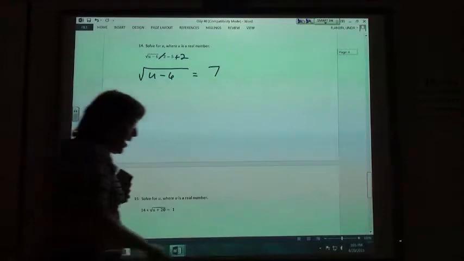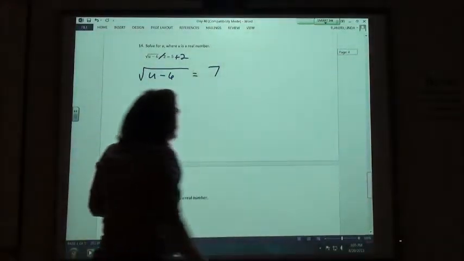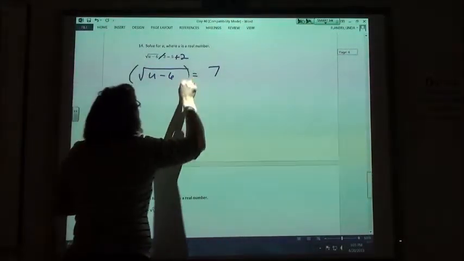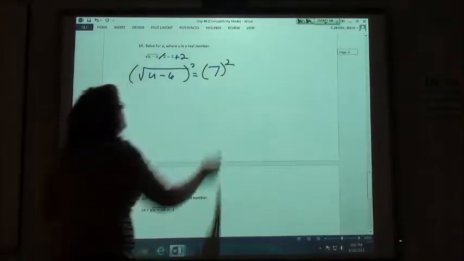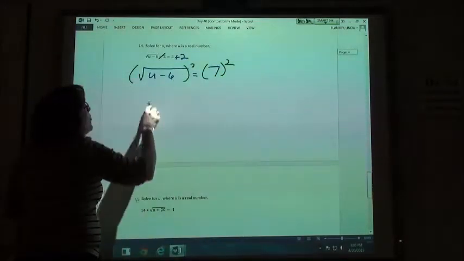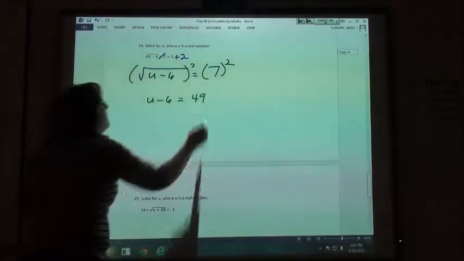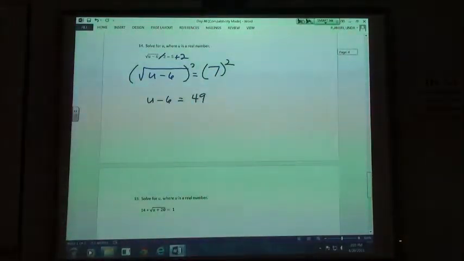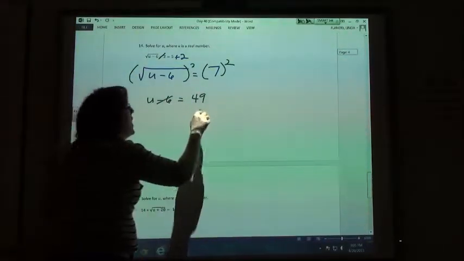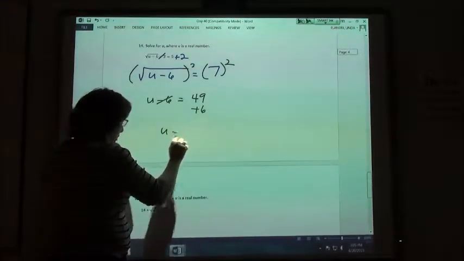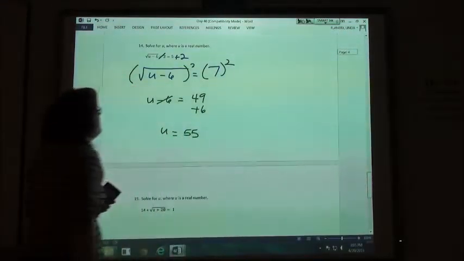Now that I have my radical by itself, now I can go ahead and square both sides and use my rule. If I square my square root, I just get the u minus 6. 7 squared is 49. I want to go ahead and solve that, so I'm going to just go ahead and add my 6, and u is going to equal 55.